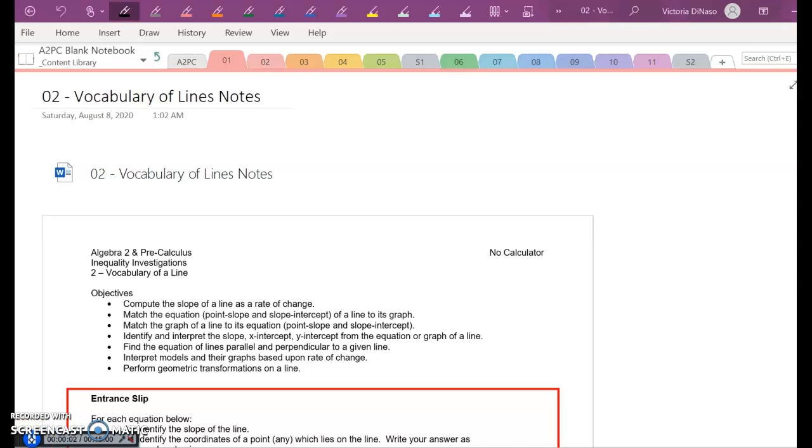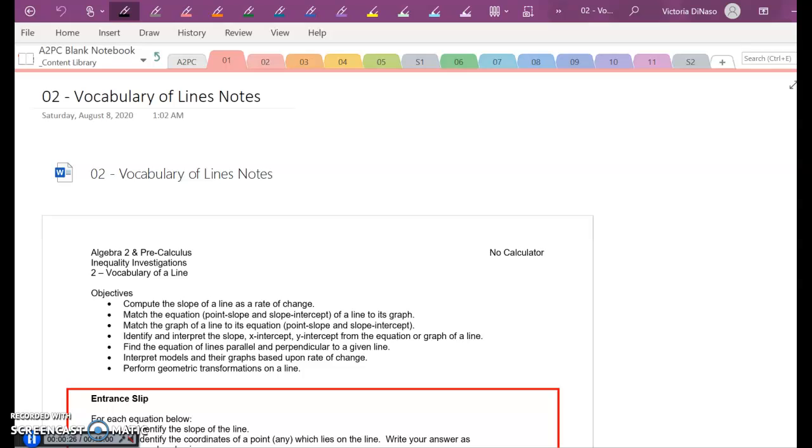Algebra 2 Pre-Calc, we're going to be doing Section 2, the vocabulary of a line. With the vocabulary of a line, we're going to compute the slope of a line as it relates to a rate of change. We're going to match equations in point-slope form and slope-intercept form of a line to its graph. We're going to match the graph of a line to its equation, so it's either going to be in point-slope form or slope-intercept form.